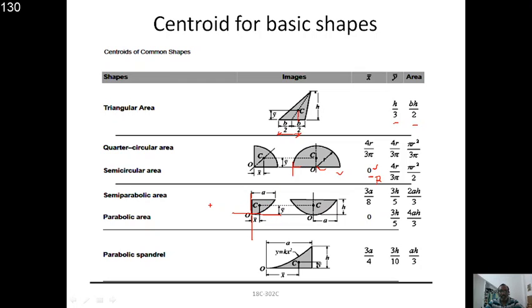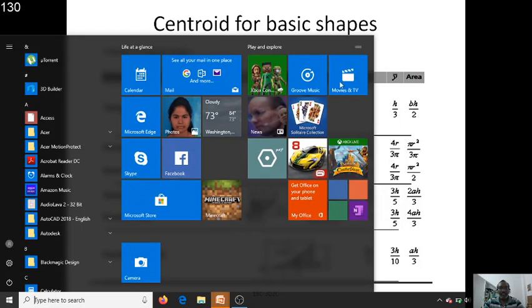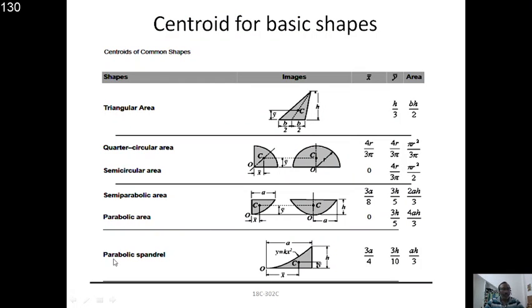In some figures, if this is not drawn like this but drawn like this, the same figure can also be drawn in another manner. Now the x bar value is going to change. Now it will be 5a by 8, because the origin is at this point. For this, x bar is equal to 5a by 8, not 3a by 8. So please mind it, right? If I am changing the shape like that, the origin axis changes. Similarly, for the parabolic spandrel also the same thing will happen.